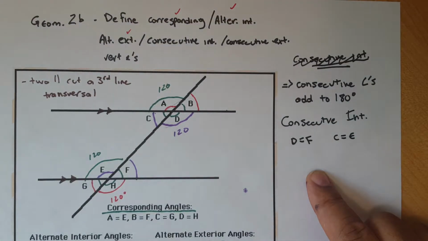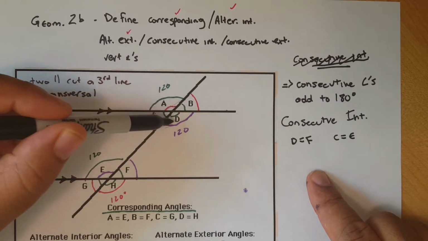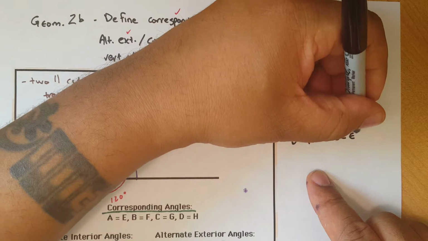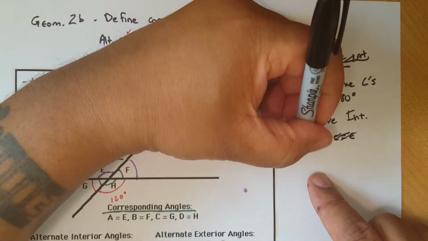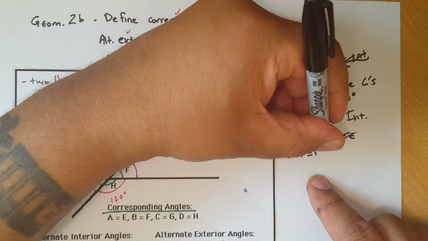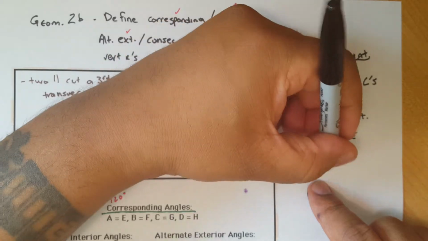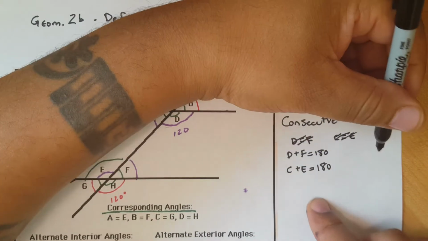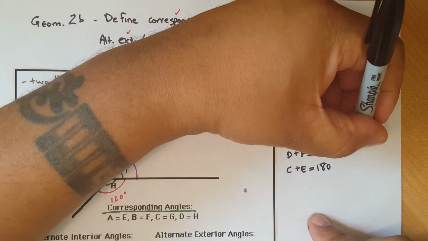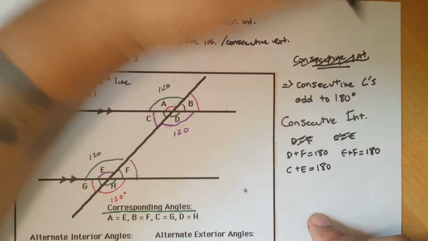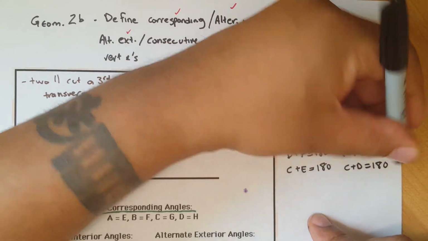So let's take a look. I'm sorry, I wrote this relationship wrong. Sorry about that. C plus E equals 180. And we also have E and F equal 180. And C and D are equal to 180.